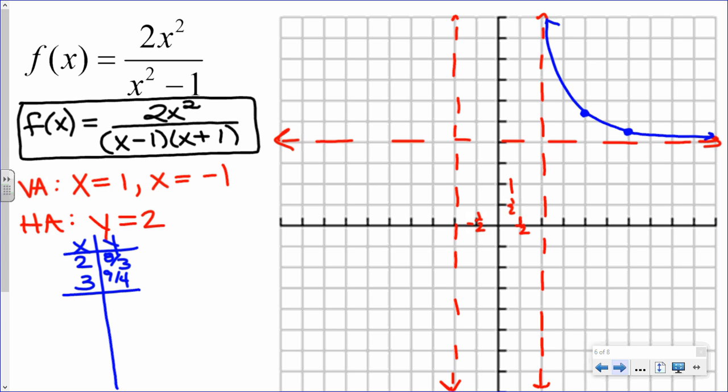Okay, let's go to the very left side of the graph now. It's okay that you don't go in order. We plugged in values to the right of the asymptote. Let's go to the left of the asymptote. -2 and -3. What do we get there? It would be 8/3 and 9/4. Uh-huh. When we're plugging into x, it's x squared, right? So we're getting the same values there.